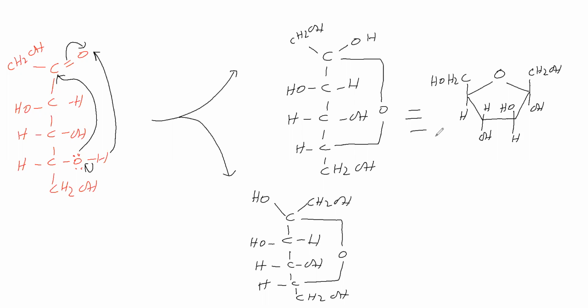This is called alpha-D-(-)-fructofuranose. Alpha, because the anomeric carbon has its OH group on the right side. D, because the chiral carbon next to CH2OH has its OH group orienting on the right side. Minus means levo: this compound rotates plane polarized light anticlockwise. Fructo, because it is fructose.